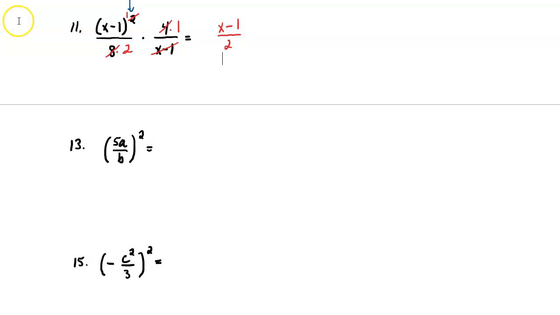Next, number 13. I see a group of things in parentheses with the exponent on the outside of the parentheses. I need to raise each thing in the parentheses to that exponent. Start with the 5, then the A, and then the B. We're going to raise each of them to the second power. 5 to the second power is 25. A to the second is A squared. In the bottom, we have B to the second power.